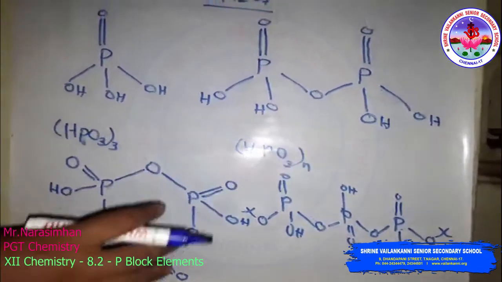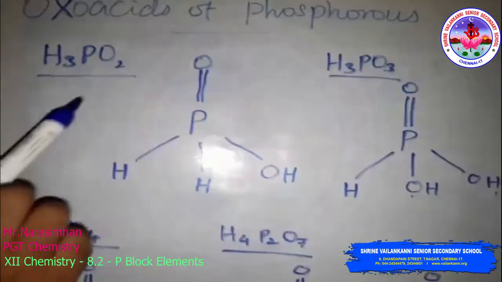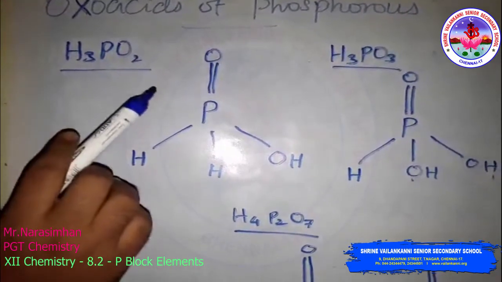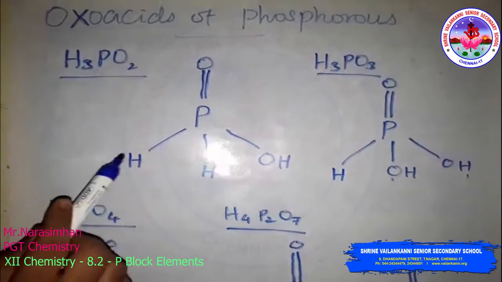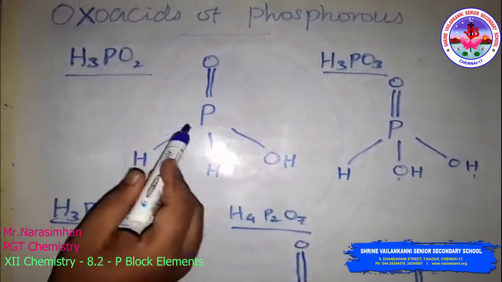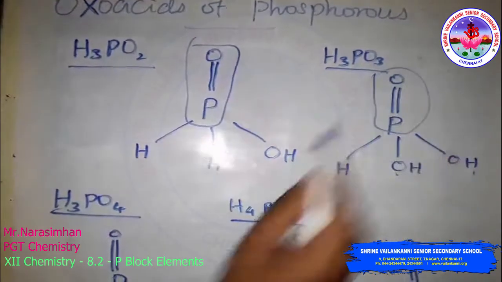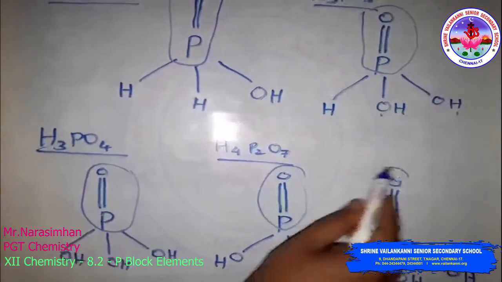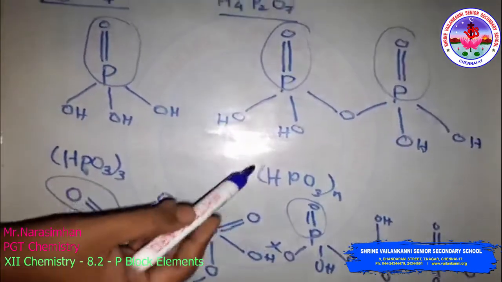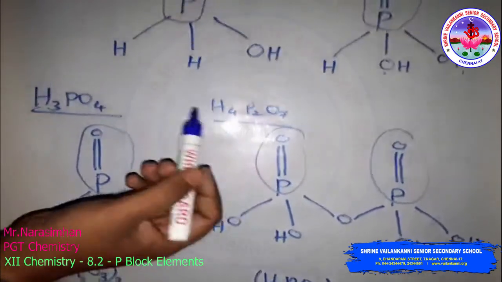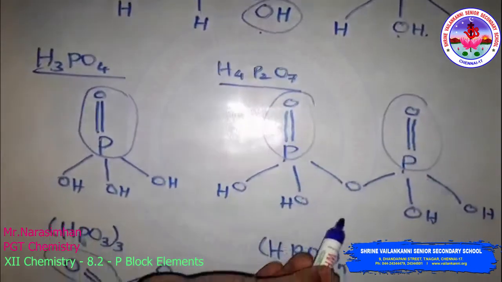So these are the oxo acids of phosphorus structures. All oxo acids of phosphorus compounds are tetrahedrally surrounded by other atoms. These acids contain at least, look here, one P double bond O in all compounds. At least one P double bond O is present in all compounds. The similar way, at least one P-OH bond is also present here. Here 1, here 2, here 3, here 4, like this.